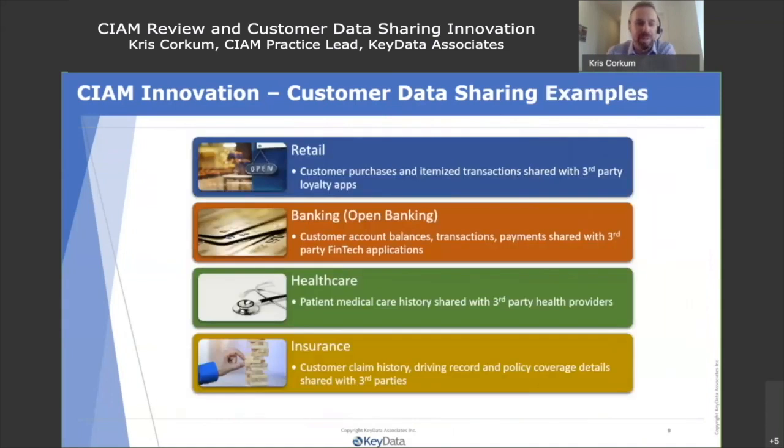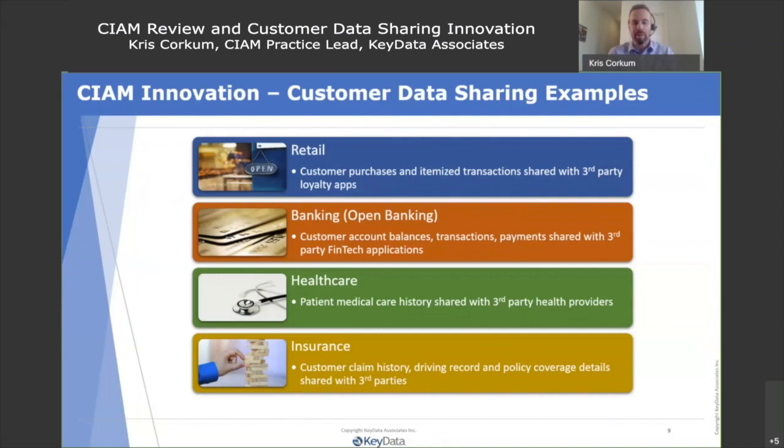So just in terms of some examples of what kind of customer data we're talking about. Customer purchases and itemized transactions in a retail space shared with third-party loyalty app. Banking, this is really the open banking case where we've got customer account balances, transactions, payments shared with third-party fintech applications. Healthcare could be patient medical care history shared with third-party health providers. Or in the case of insurance, customer claim history, driving record, and policy coverage details. So I'm sure you could come up with additional examples.